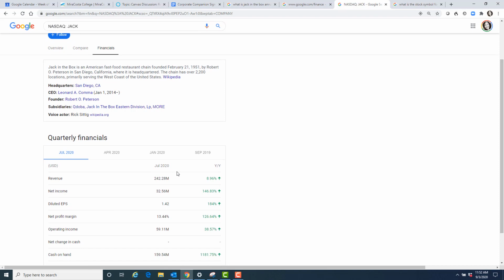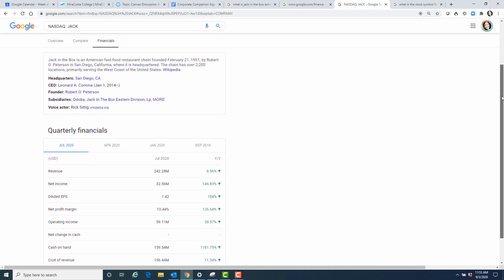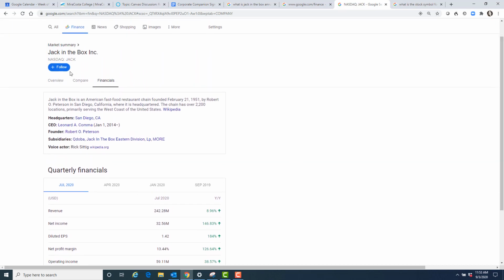At any rate, the revenue for Jack in the Box as of January 2020, the revenue is $250 million. So year over year, meaning that's annualized over 12 months, they're at $242 million. So you want to jot that number down. I'm going to jot that one down, 242. I don't see number of employees listed anywhere here. So I'm probably going to have to step outside of Google Finance to get that information.